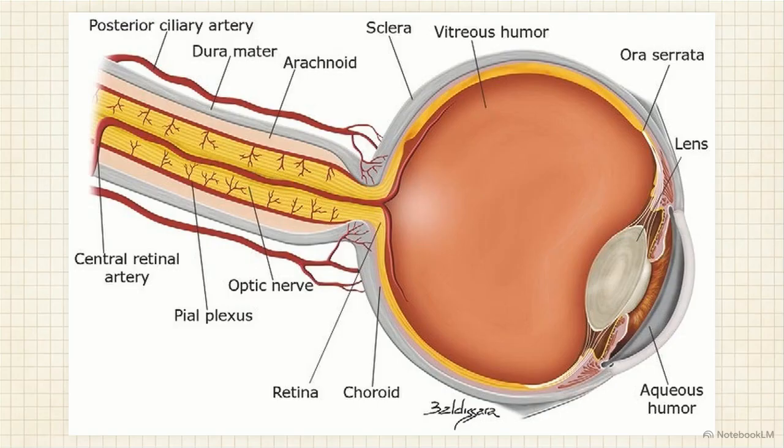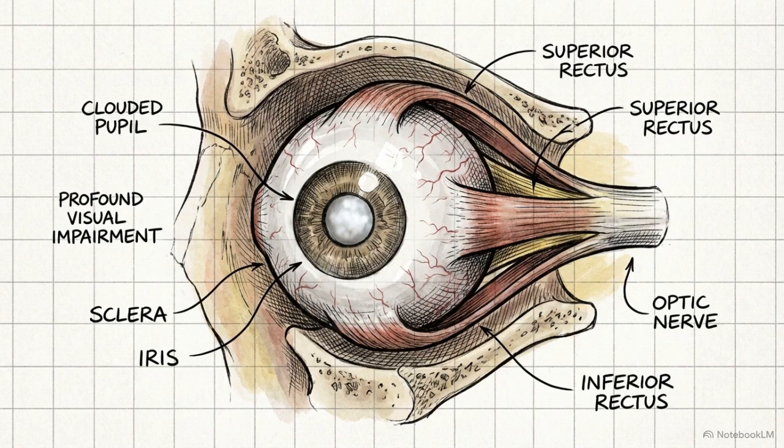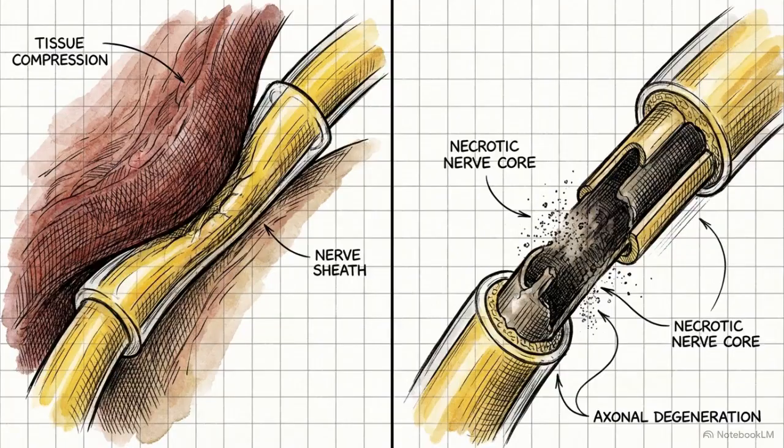This anatomical diagram illustrates the optic nerve sheath complex. The optic nerve is the only cranial nerve wrapped in meningeal coverings, surrounded by the dura mater, arachnoid, and pia mater. When a patient presents with acute vision loss, the radiologist must determine if the threat is external compression from these surrounding meninges or internal necrosis of the nerve itself.